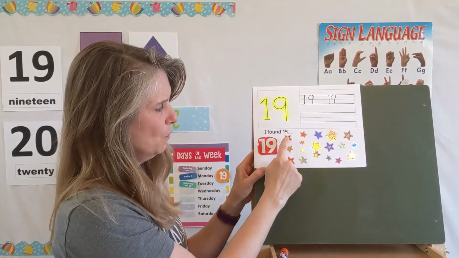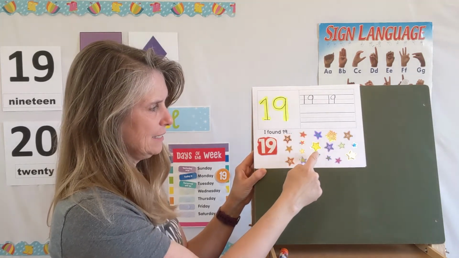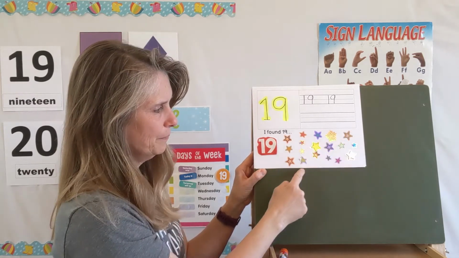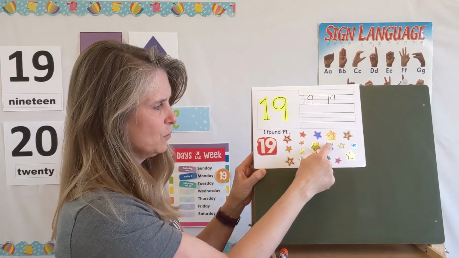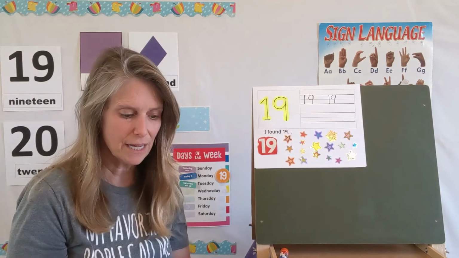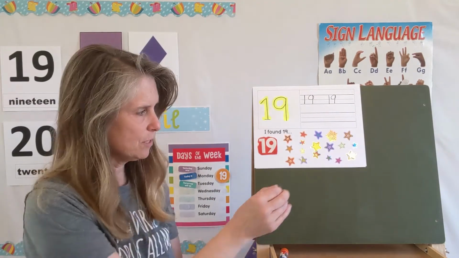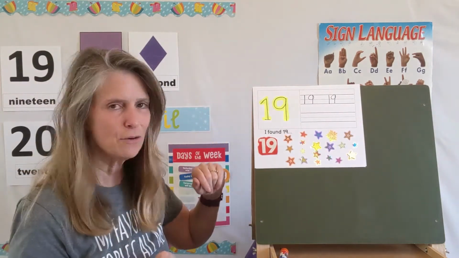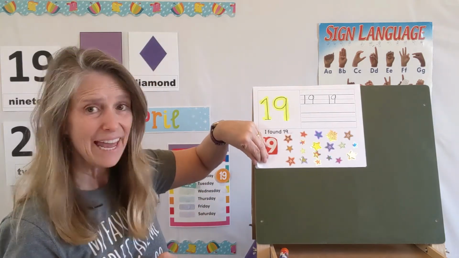I think we better. 1, 2, 3, 4, 5, 6, 7, 8, 9, 10, 11, 12, 13, 14, 15, well, I lost count. 1, 2, 3, 4, 5, 6, 7, 8, 9, 10, 11, 12, 13, 14, 15, 16, 17, 18. It's a really good thing we double checked. We can't have 18 stickers on our 19 page. There we go, 19. Finally, thank you guys for being patient with me. 19 stickers.